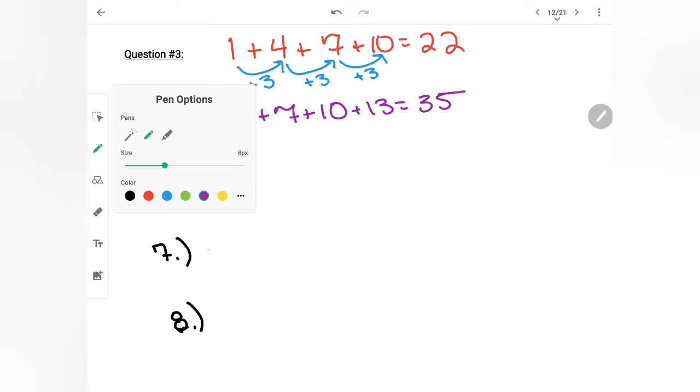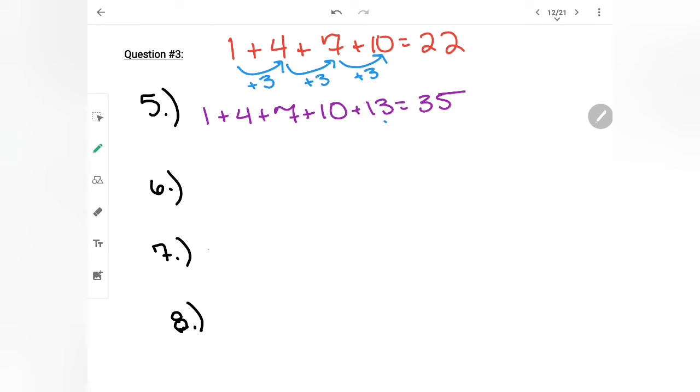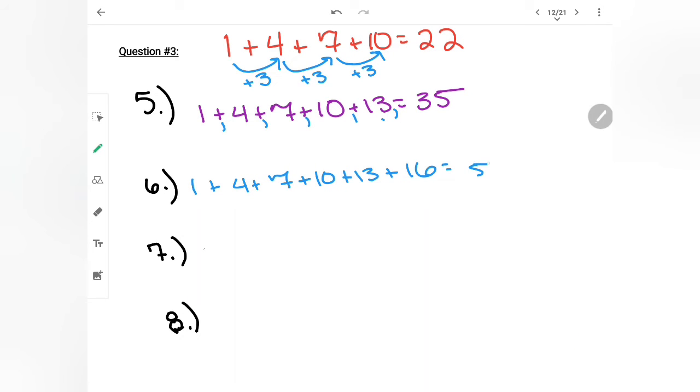Since we know 13 was our last number and we're adding 3 to every number in our equation, which we can view as a sequence going up 3 every time, we'll notice that our next number after 13 should be 16. We'll do 1 plus 4 plus 7 plus 10 plus 13 plus 16. We're going to whip out our calculators, and our overall total for that next sequence should be 51.